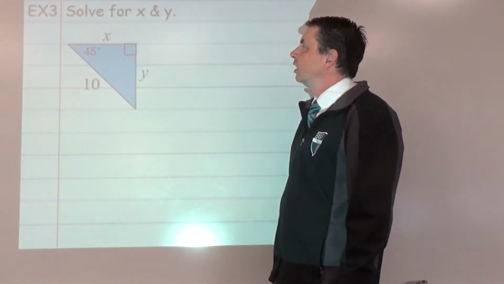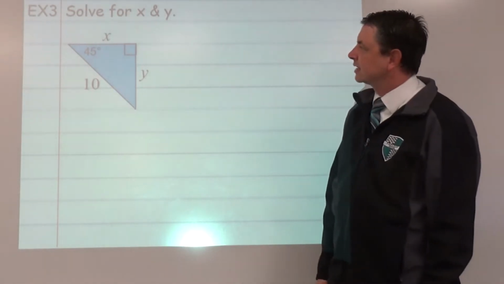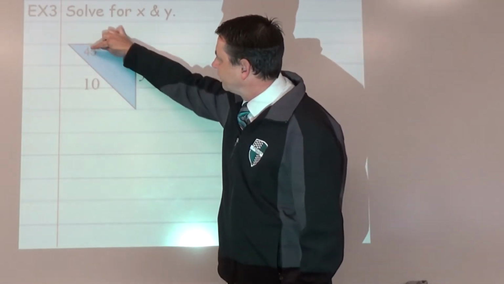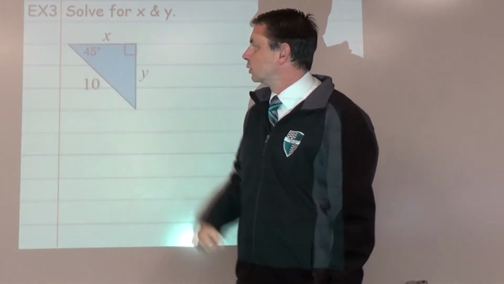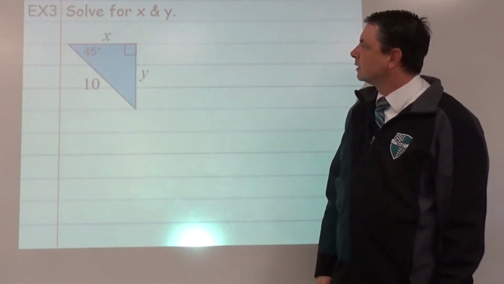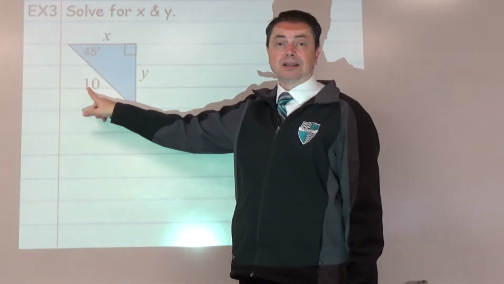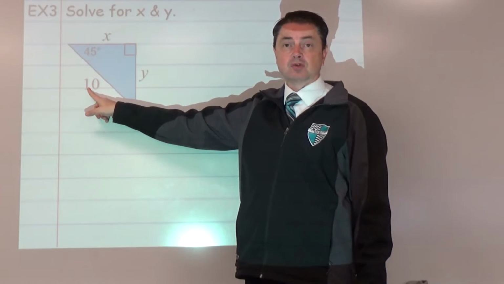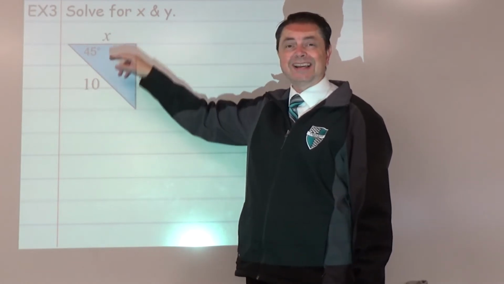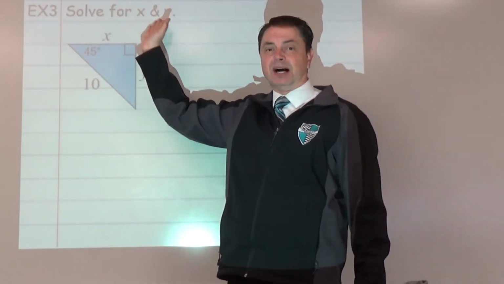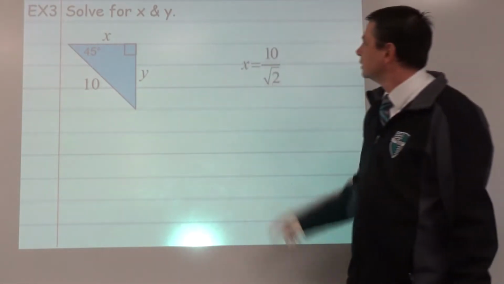Example number 3, solve for X and Y. Once again, we know it's a 45, 45, 90. At a 90, we've got a 45. Once again, we know the length of the hypotenuse. So if we go after either one of the legs, we're going to divide by the square root of 2. Let's take a look at that.